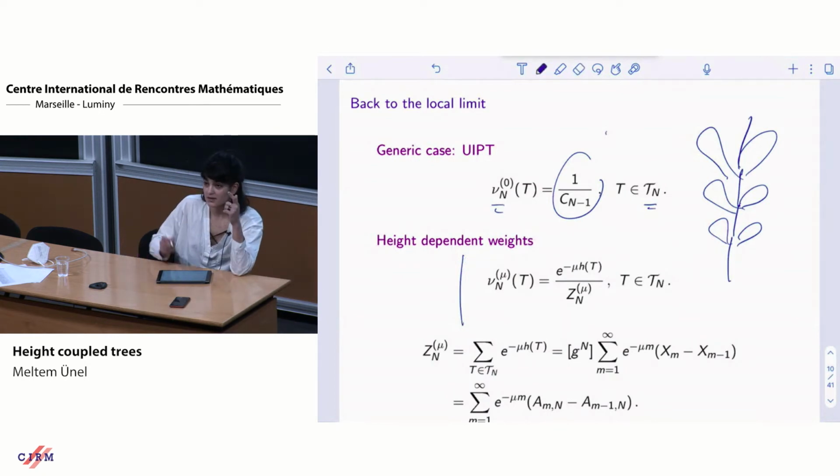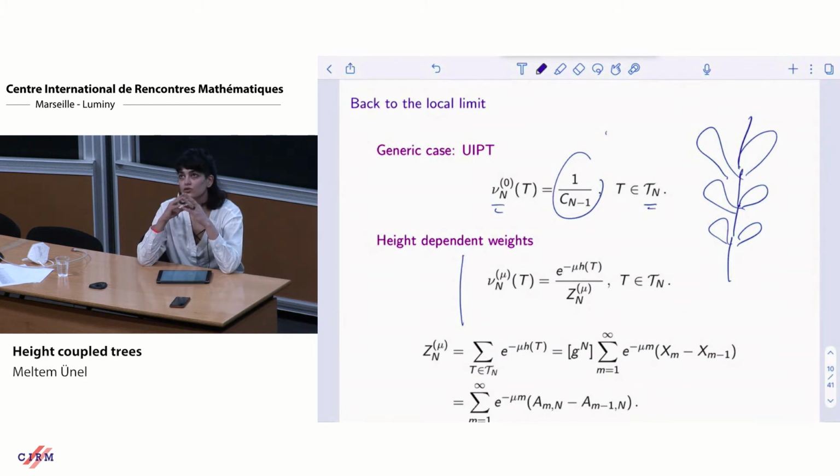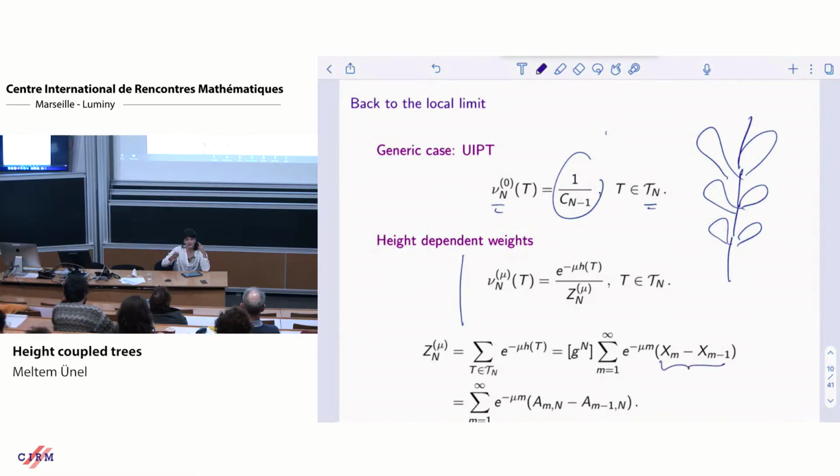Remember that I know the singular behavior of these finite height tree generating functions fully. So if I want to couple my trees that have exactly height m to their own height, I can find the generating function of trees that have exactly height m by just taking these differences. Then I can multiply them by a factor of e^{-mu m}, where m is the height of the tree, and sum over them and calculate these normalization factors here.